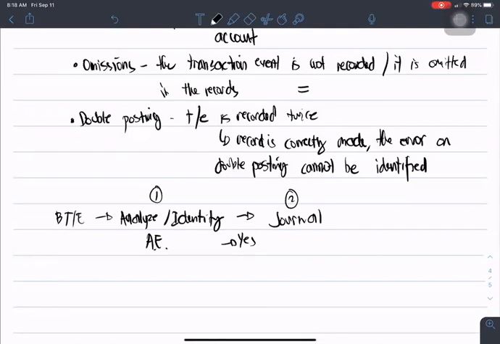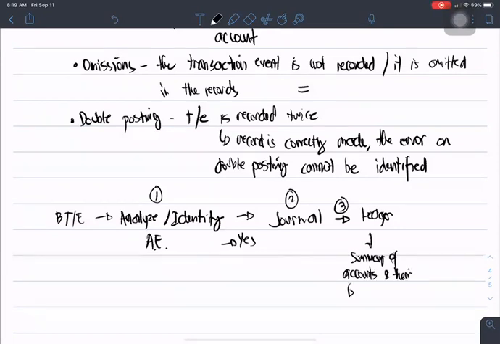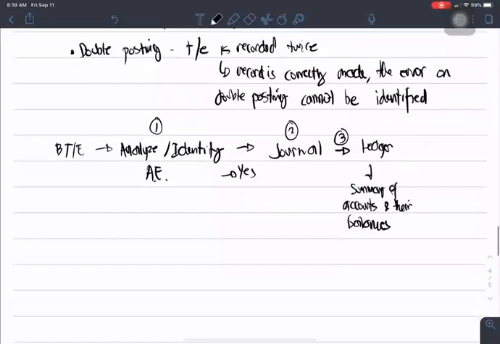Now, after recording to the journal, assuming it is the end of the period, you will now transfer it to the ledger. So what is the end product of the ledger? We have now the summary of accounts and their balances. Okay. And from the ledger, we will now have your unadjusted trial balance, which now shows the mathematical accuracy over the transactions in an account. Okay, so this is the fourth step.